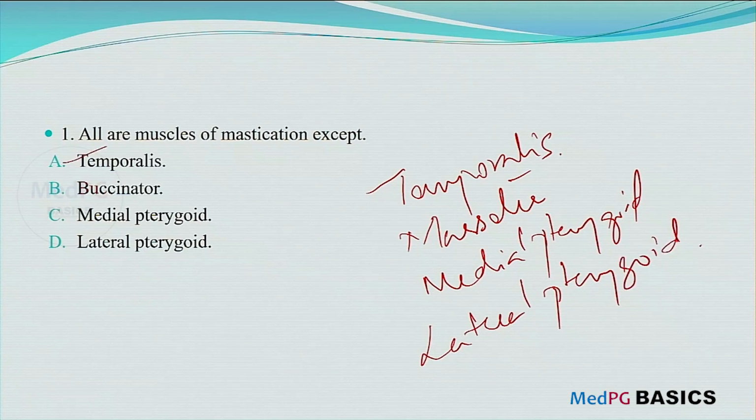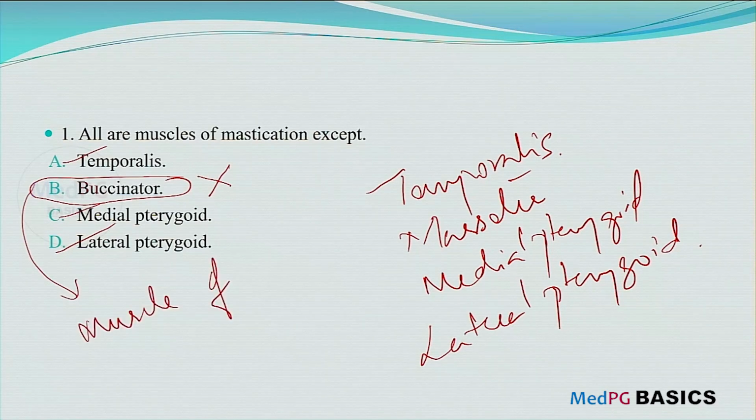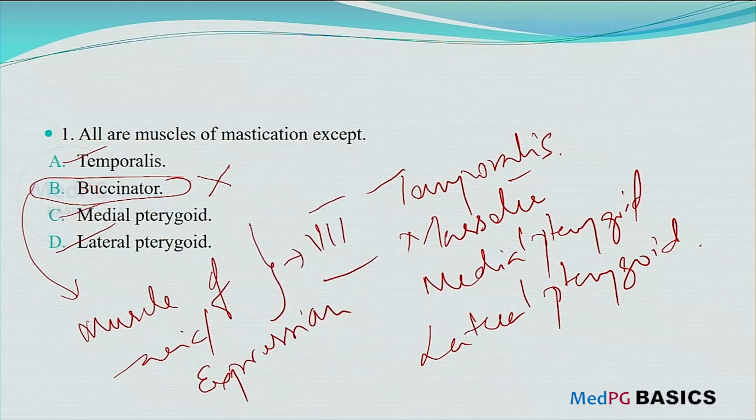So here you see temporalis, you see medial pterygoid, you see lateral pterygoid. But buccinator is not a muscle of mastication, but instead it is a muscle of facial expression. And since it is one of the muscles of facial expression, it is supplied by the branch of the 7th cranial nerve. So that should be the answer B.